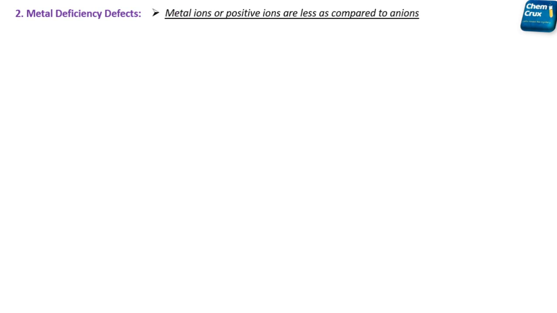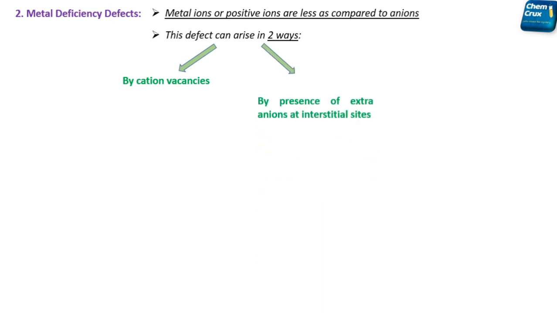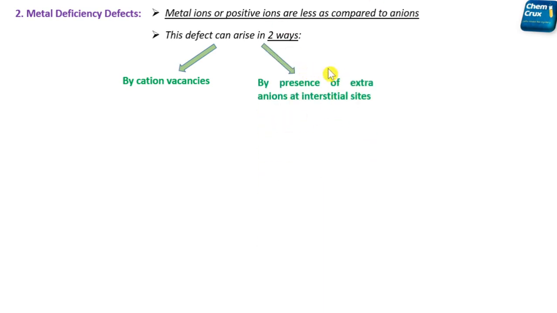Now coming to the second type of non-stoichiometric defect, that is metal deficiency defects. In metal deficiency defects, metal ions or positive ions are fewer as compared to anions. Now metal deficiency defects arise in two ways, either by cation vacancies or by presence of extra anions at interstitial sites. Now let us find out how metal deficiency defects arise by cation vacancies.